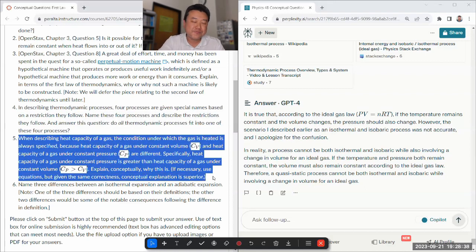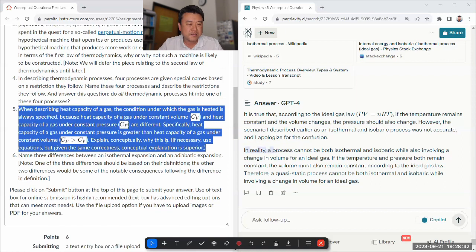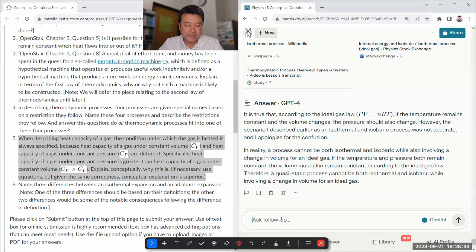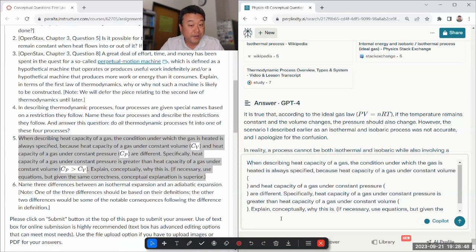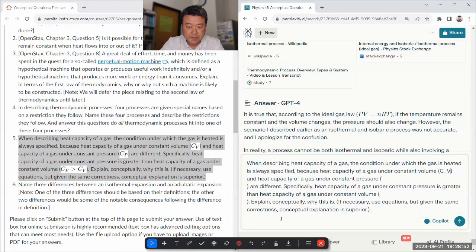So I've been impressed with GPT-4 on physics 4A. It's possible that as we get into more nuances of the kind of stuff we cover in physics 4B, it might not do as well. We'll see. C_V. The mathematical expressions don't copy over well, so I have to do this manually. C_P greater than C_V.